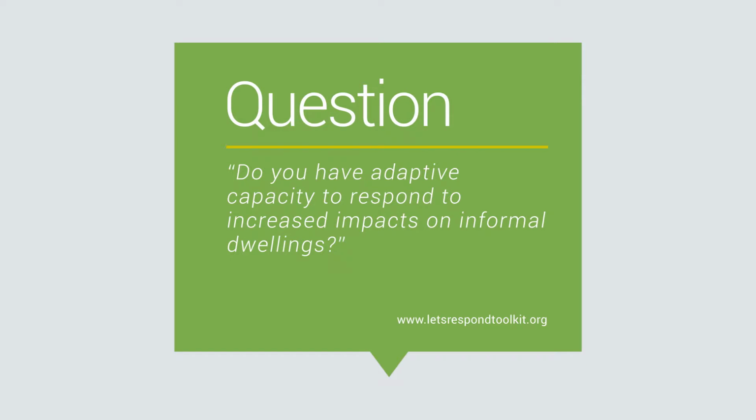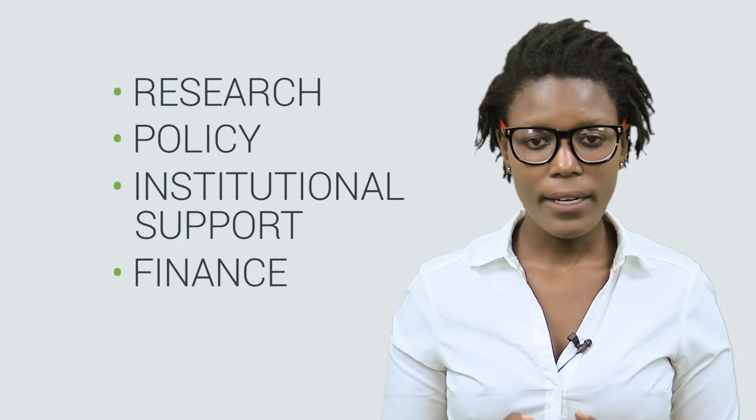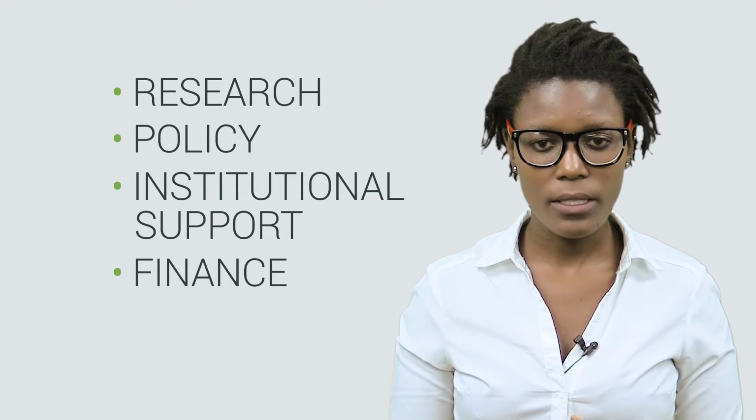Now, to get back to our example, if we consider the human settlement sector indicator, increased impacts on informal dwellings, the adaptive capacity question is, do you have adaptive capacity to respond to increased impact on informal dwellings? To this question, you would then need to consult stakeholders and try to answer the following questions. Is there local research on informal dwellings risks? Are there robust policies and programs in place to deal with informal dwellings? Are there institutional systems to deal with informal dwellings? Is there financial support for informal dwellings programs?